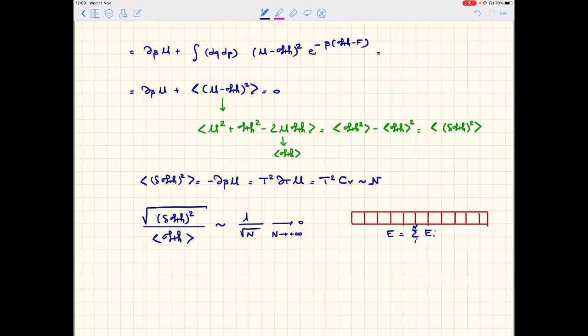Actually, if we go deep into the origin of this equivalence, it's connected to the fact that, so to say, the energy is an extensive quantity. That's essentially the reason.